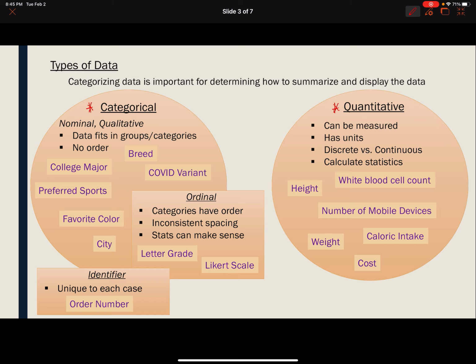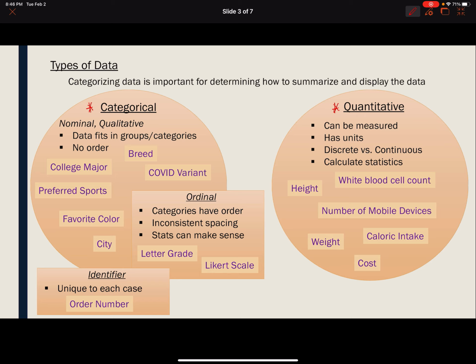So a categorical variable is also called a nominal or a qualitative variable. This would be a variable that has groups, and those groups have no order. So a really good example would be favorite color. Some people might say blue, some people might say purple, red, orange, whatever. But blue is not better than purple, and purple is not better than orange. There's no way to order the categories in any way. So these types of categorical variables, they're your most basic variables. There's no order to them, there's no unit to them, and they can be put into groups.